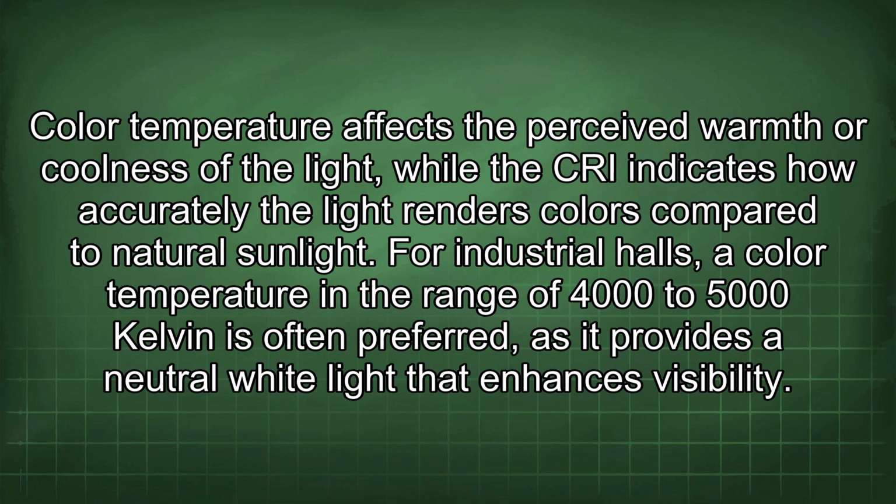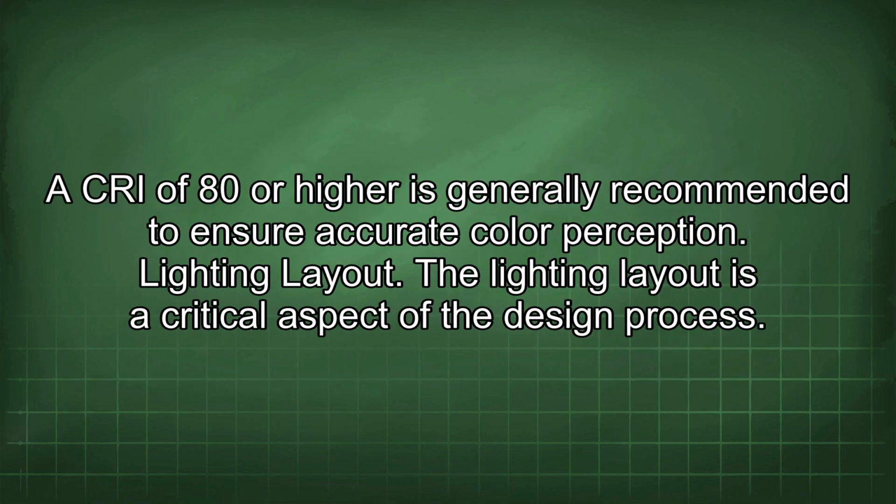For industrial halls, a color temperature in the range of 4000 to 5000 Kelvin is often preferred, as it provides a neutral white light that enhances visibility. A CRI of 80 or higher is generally recommended to ensure accurate color perception.